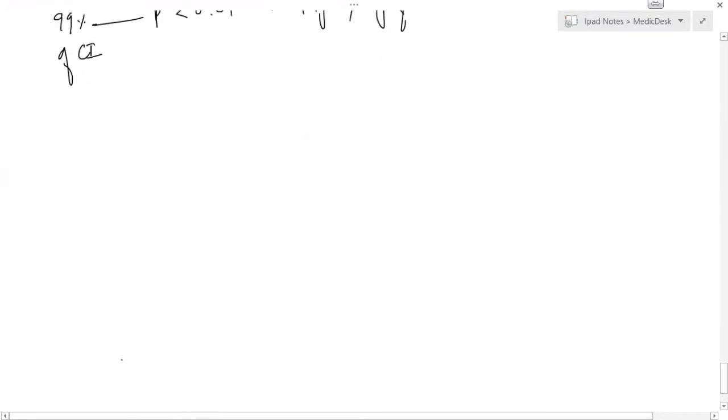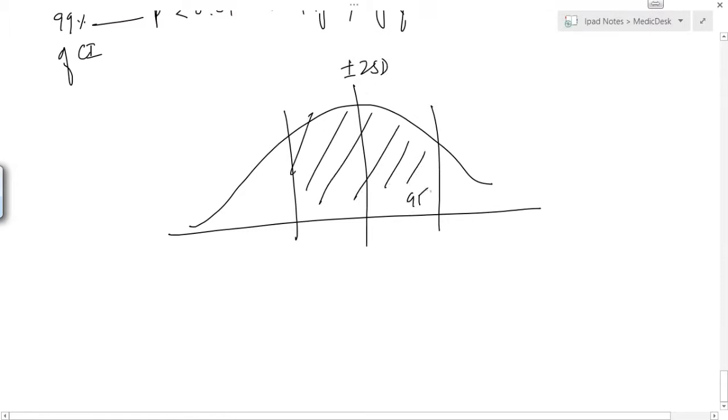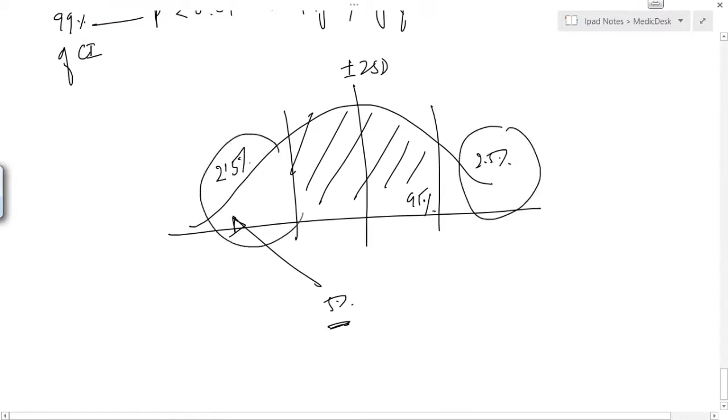Now if I represent it as a diagram, then again we come to a normal curve, right? And 95% would be plus or minus 2 SD, that would be the 95%, and the remaining 5% is equally distributed as 2.5% here and 2.5% here. Any value after calculation, if it comes within this area, then it would be significant and not by chance.